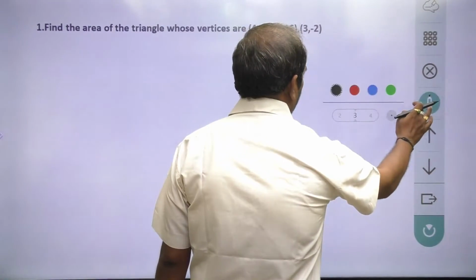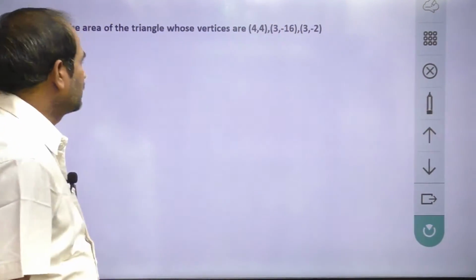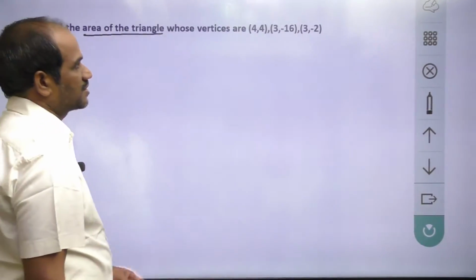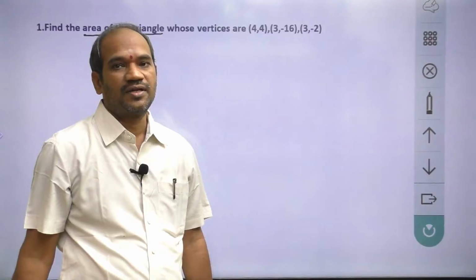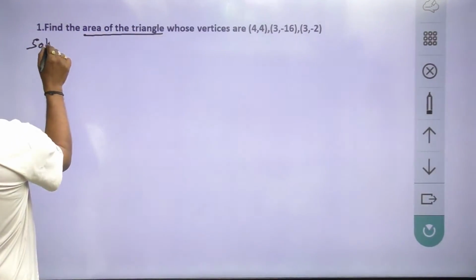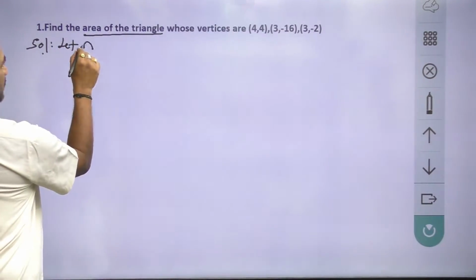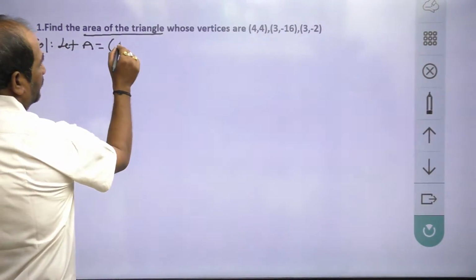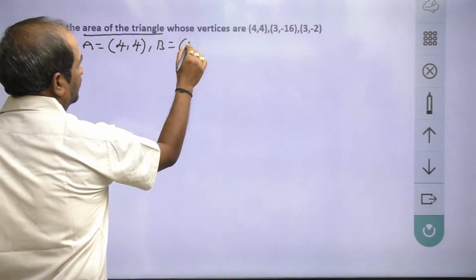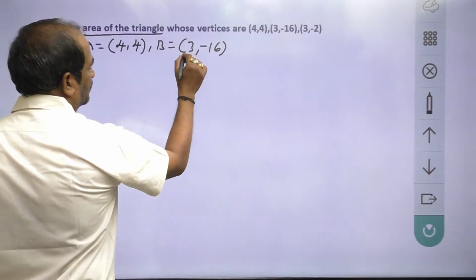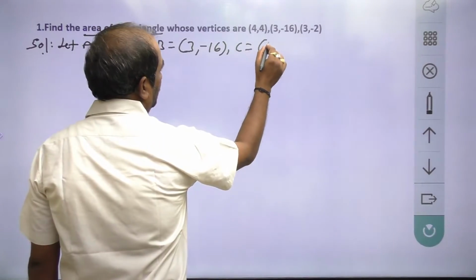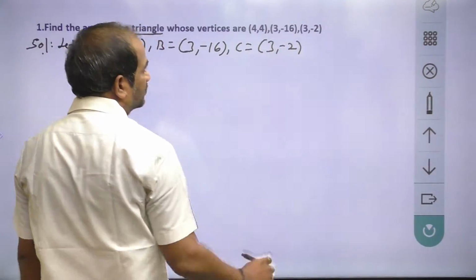See here, find the area of the triangle whose vertices are given. These are the vertices; we calculate the area of the triangle. In the solution, let A be the first point (4, 4), B is (3, minus 16), and C is (3, minus 2).